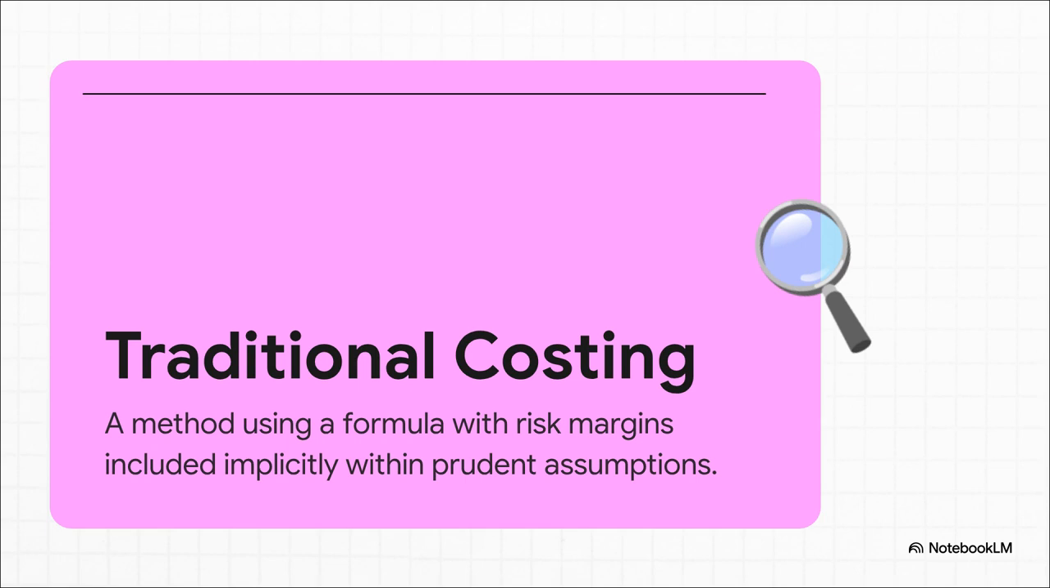The allowance for risk wasn't a separate line item. It was hidden inside the assumptions themselves. You'd use a mortality table that was a bit heavier than your best guess, or an investment return assumption that was cautiously low. The big problem with this? You couldn't actually see or quantify the capital you were holding for any specific risk. It was all just baked into the cake, totally embedded in the valuation.